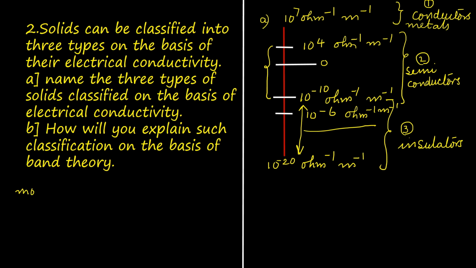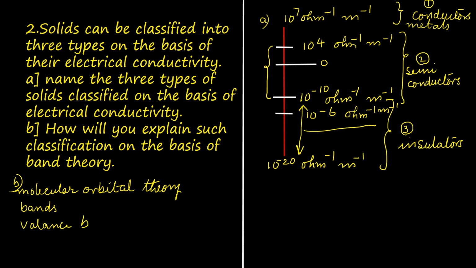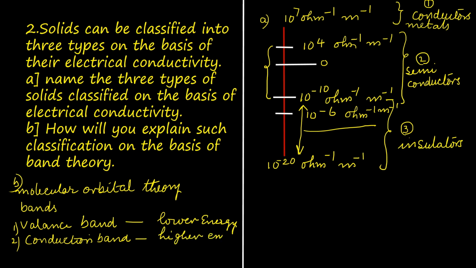You already know molecular orbital theory, which you learned in 11th standard, to explain formation of molecules from atoms. When molecules are formed, the atomic orbitals of the participating atoms combine to form molecular orbitals. They get rearranged. Molecular orbitals form bands. The bands formed are of two types, valence band and conduction band. Valence band has low energy and conduction band has high energy.